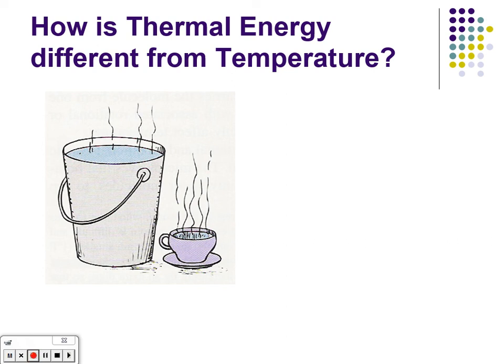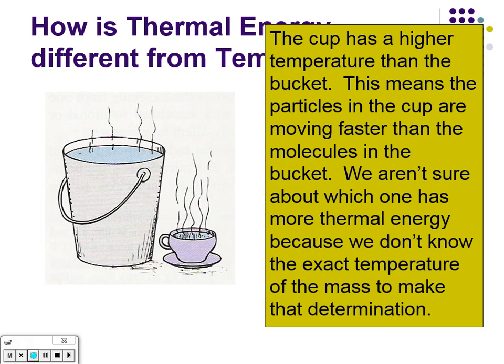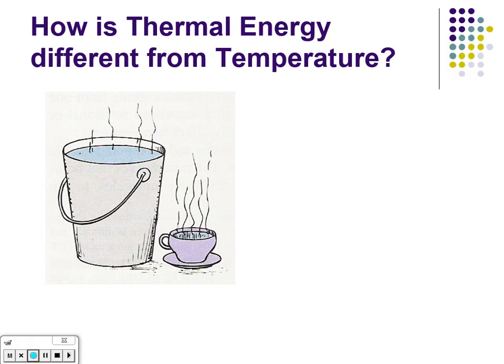The bucket's going to be able to do more damage, right? Because it has particles moving the same speed as the cup, but also there are more of them, right? So, does that make sense as far as what you guys have on your outline? Okay. So, for the first question, if the water in the bucket and water in the cup have the same temperature, what does that mean?